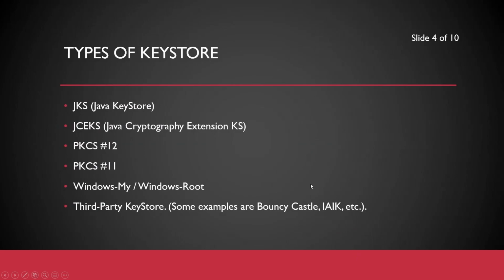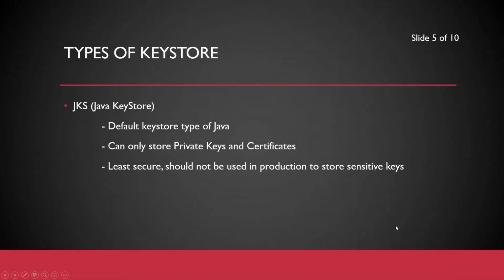Now, these are the different types of KeyStore that I will be talking about in this video. Let's start with JKS, also known as Java KeyStore. This is the default KeyStore for Java. This KeyStore can only store private keys and certificates. This is the least secure KeyStore, as the encryption method being used isn't strong enough by today's standard. Therefore, it should not be used in production for storing sensitive keys.